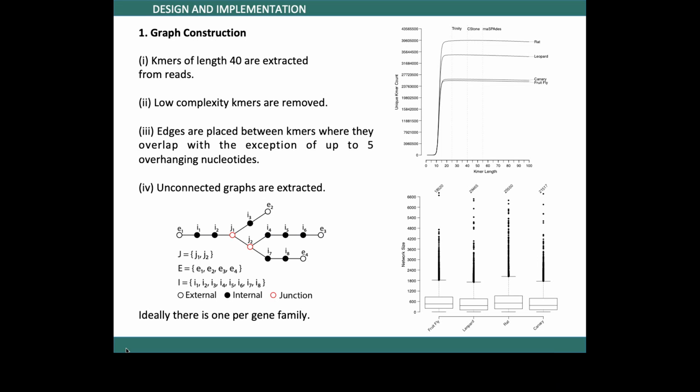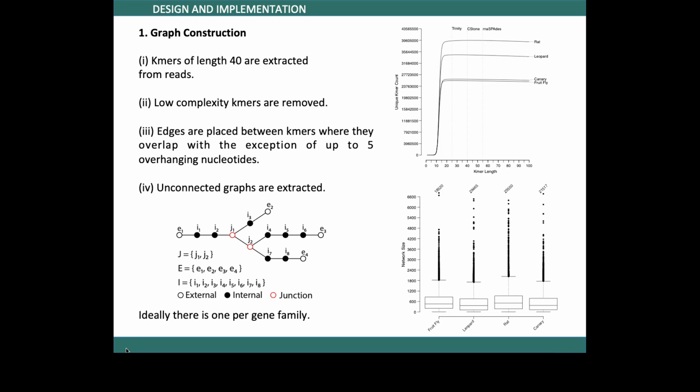The assembly process follows three steps: graph construction, cornerstone orientation, and graph classification. During graph construction, k-mers of length 40 are extracted from reads. The plot on the upper left shows that above k equal to 20, increasing k-mer values makes little difference to k-mer coverage of the overall transcriptome.